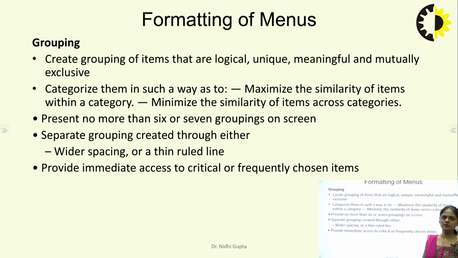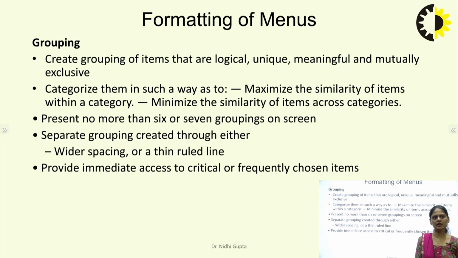So the grouping, as we discussed, creates a grouping of items that are logical, unique, meaningful and mutually exclusive. It should not happen that the same choice is shared between two menus. Both menus should have choices that are mutually exclusive. Categorize them in such a way as to maximize the similarity of items within a category, and minimize the similarity of items across the categories. So, we need to categorize in such a way.